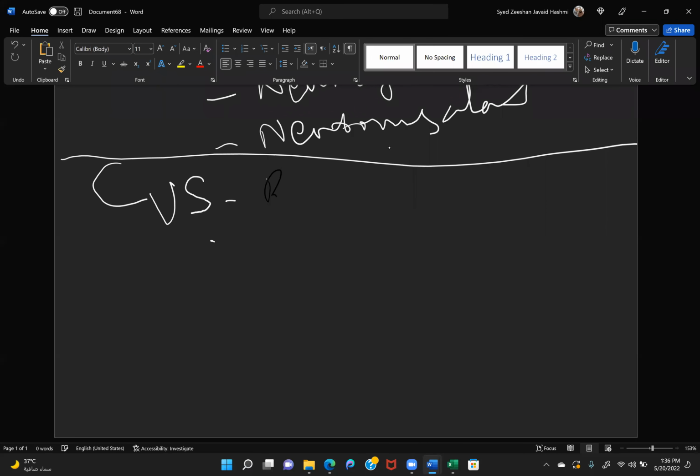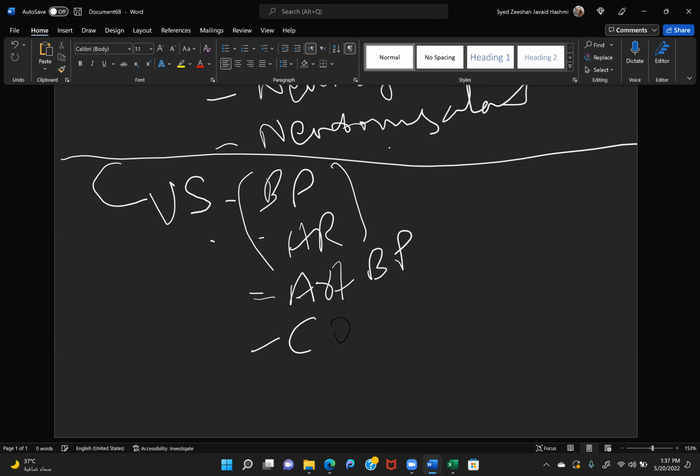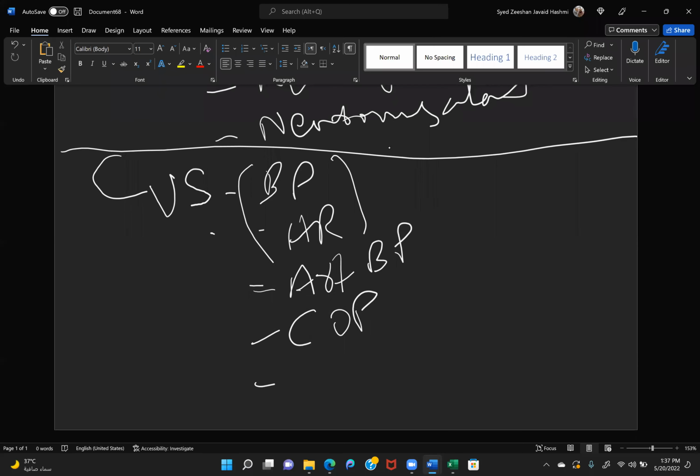Like the vital signs, blood pressure, heart rate, okay. And then you may have arterial blood pressure monitoring or cardiac output monitoring, okay. Or you have to assess the volume status, okay.